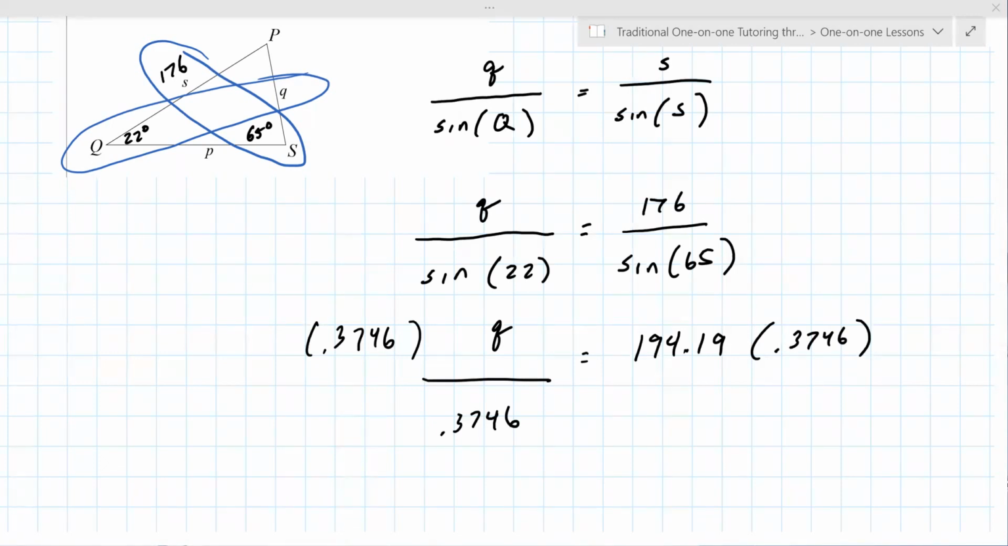Do you have an answer for me? Oh, I'm almost there. I get 194.19. That's weird. I think you should try your calculation again. So I multiplied 194.19 to 0.3746. I get 72.7435. That's correct.